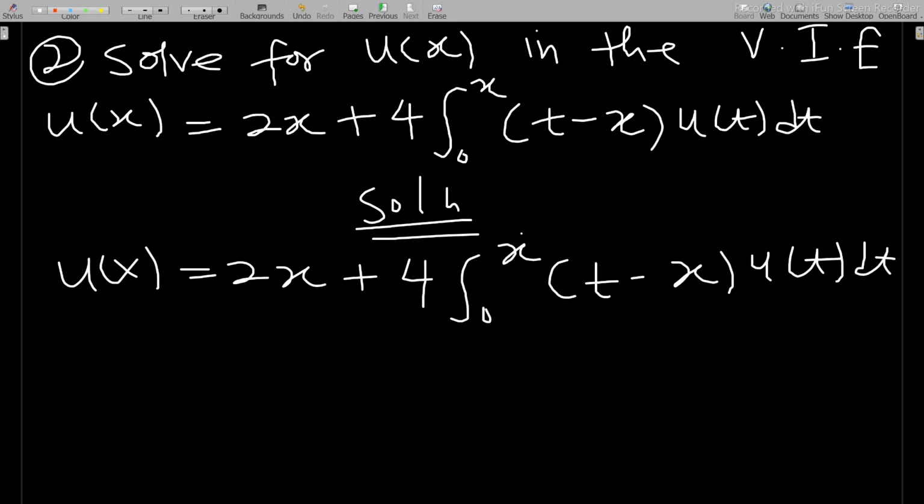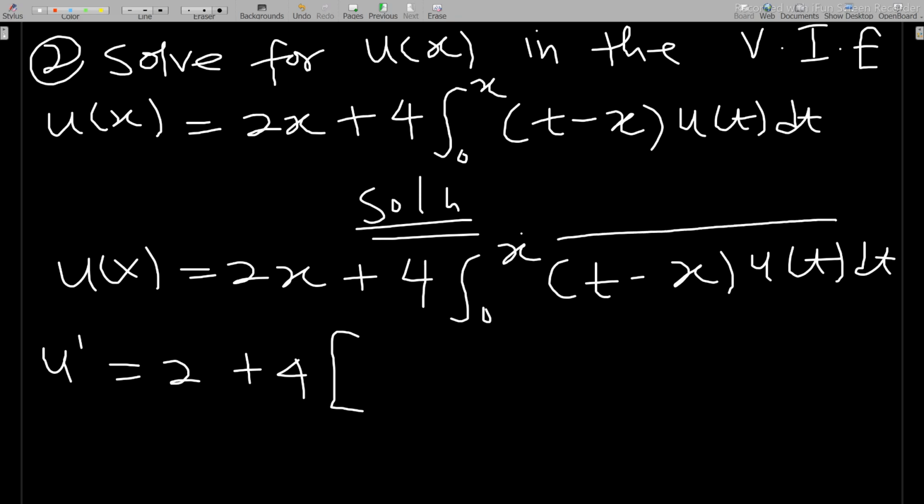Now with this, I have to differentiate through with respect to x. So I have u prime equals 2. Then when I differentiate this with respect to x, using the idea of differentiation under the integral sign, I have my f of x, t to be this part. So my f of x, x will be just, wherever I see t, I put in x. So I'll have x minus x, and that will be 0. So that part will give us 0 times something, so we'll get 0.